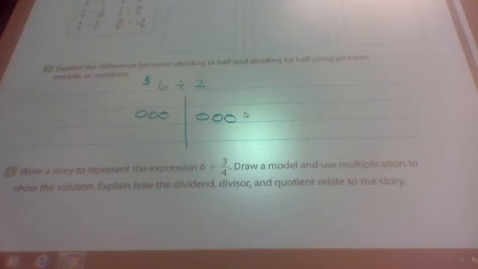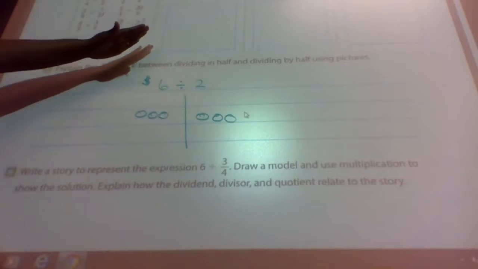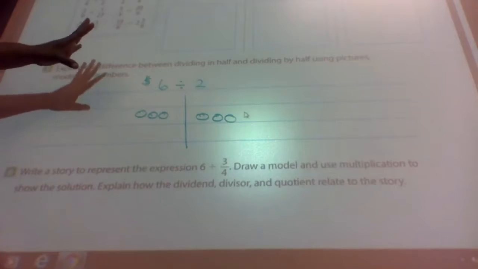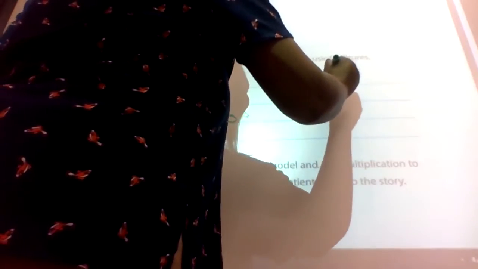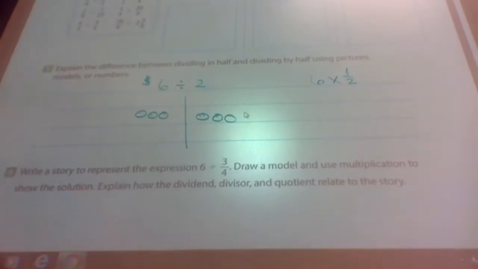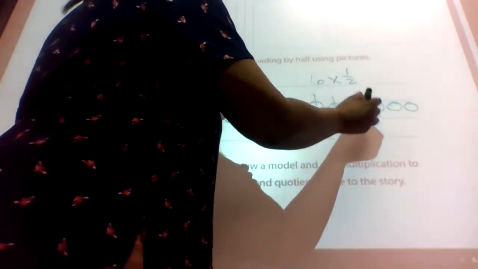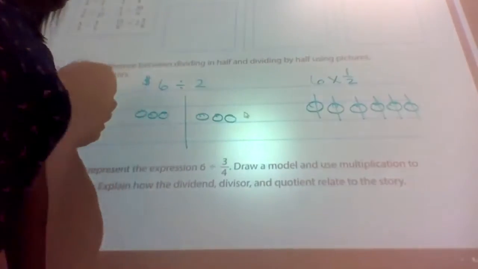So this is dividing in half. This is when I divide something in half. I got 2 groups. Now, if I want to divide something by a half, that's 6 divided by a half, right? So if I'm going to divide 6 by half, that's 6 over 1. So I have 6 things, right? And I'm going to divide them in half. Now how many halves do I have?